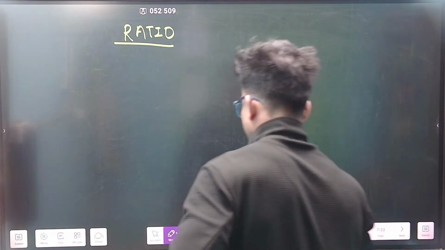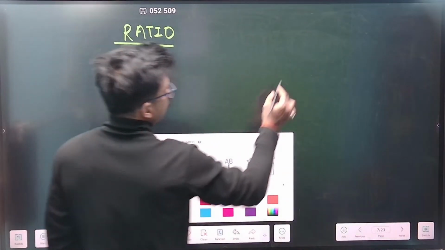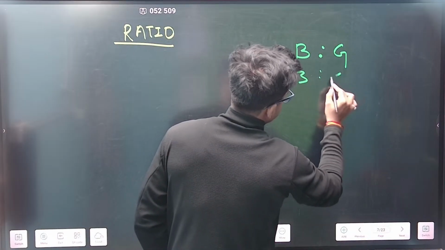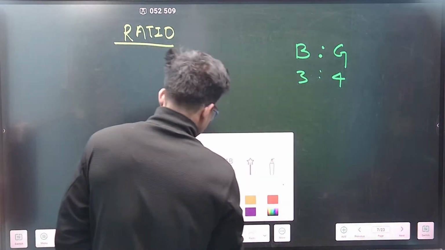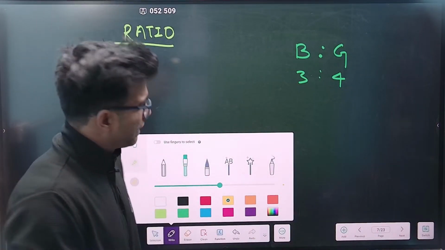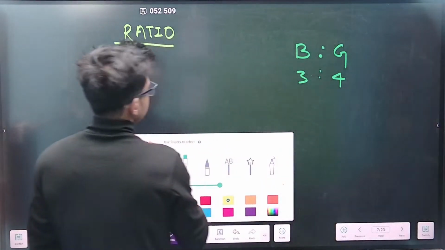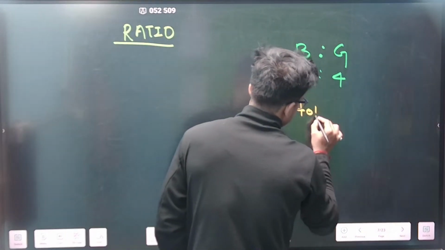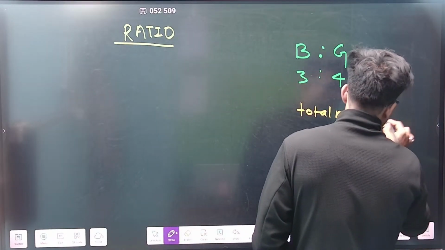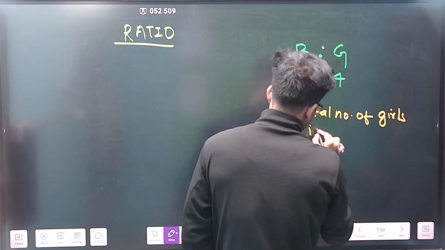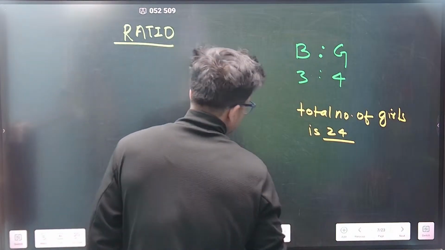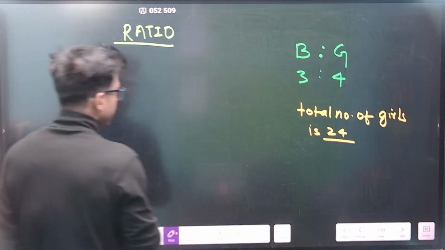Suppose the ratio of boys to girls is given to us as 3:4. Okay. And somehow in the question it is given that the total number of girls is 24. Total number of girls is 24. Okay. Now guys, as I always said, in terms of quantity, you can write it down, everyone.